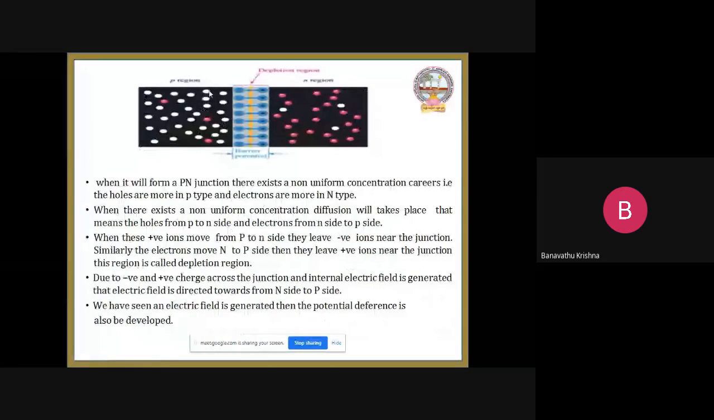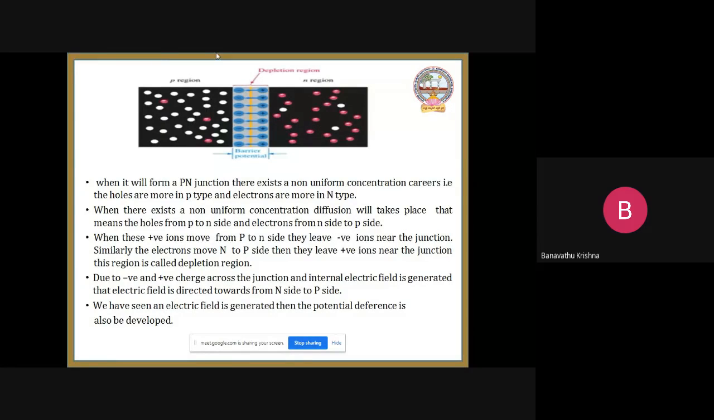In the first slide, we are observing p-type material and n-type material. These two materials are joined together by some diffusion process. Combining these two materials, a p-n junction is formed. But actually, there is some concept behind forming this p-n junction diode.